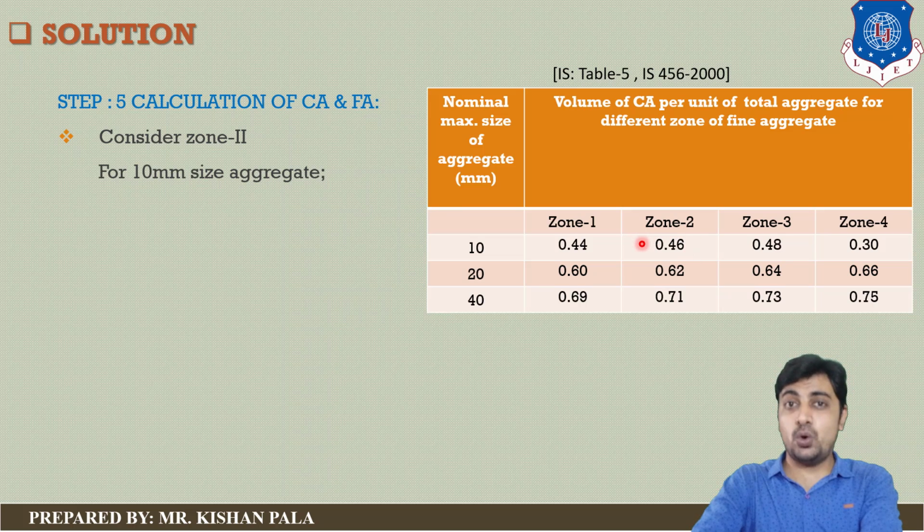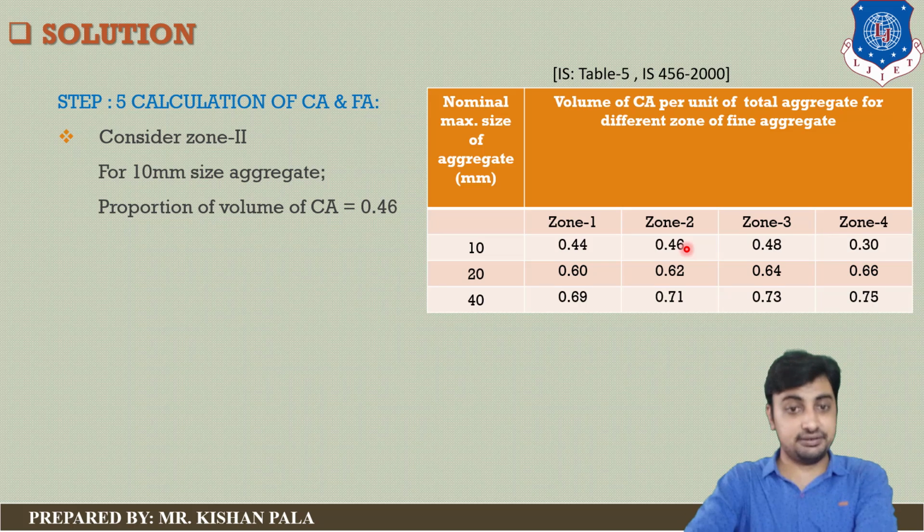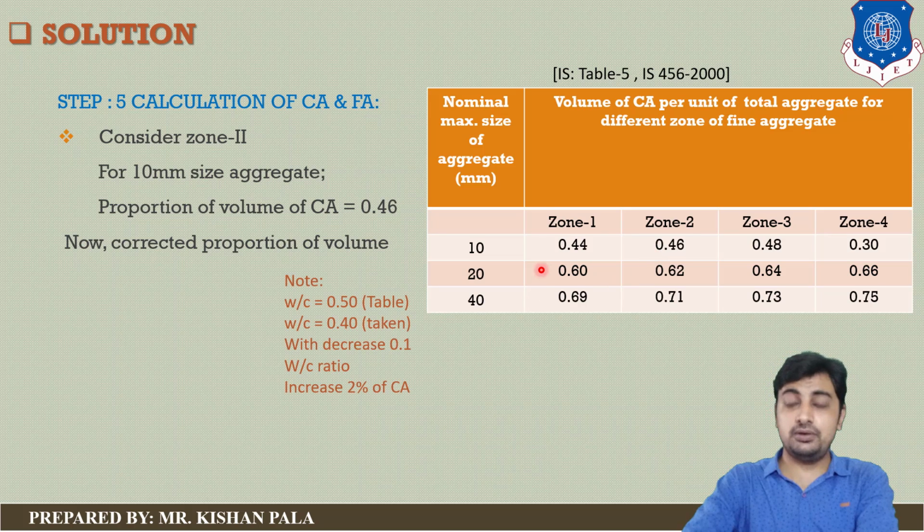the coarse aggregate, and the remaining portion for the fine aggregate. So we take the volume of coarse aggregate as 0.46, and the remaining portion for the volume of fine aggregate. And now we require a correction for this volume. As we know, this table is for a water cement ratio of 0.50, and we have taken 0.40. It means we have taken a 40% water cement ratio. So we have to correct this volume.